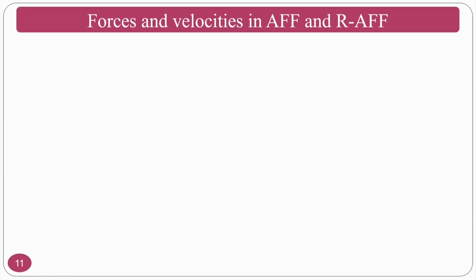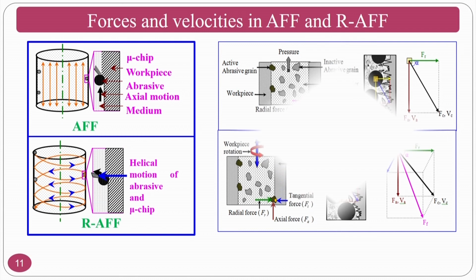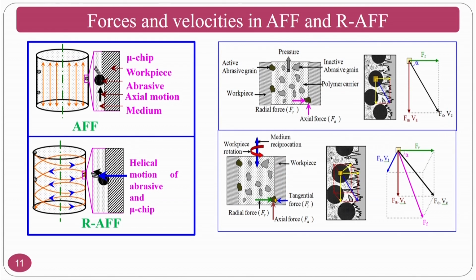And forces and velocities in the abrasive flow finishing process and the rotational abrasive flow finishing process. In abrasive flow finishing, the forces you have seen already: you have axial force and radial force, and axial velocity. So, this is the radial force and this is the axial force, and you will have an axial velocity, because of which you get the cutting force and cutting velocity. But in the rotational abrasive flow finishing process, the finishing will improve.